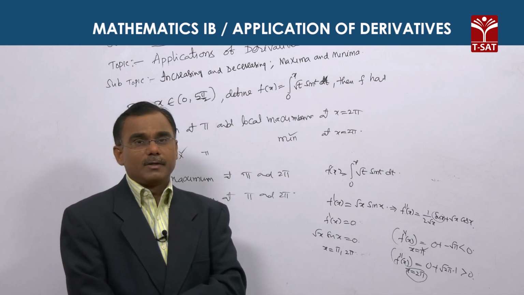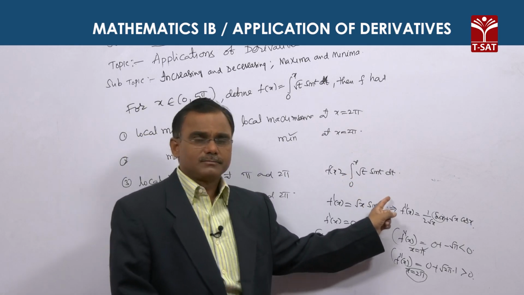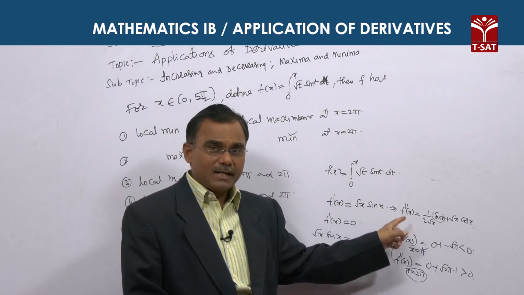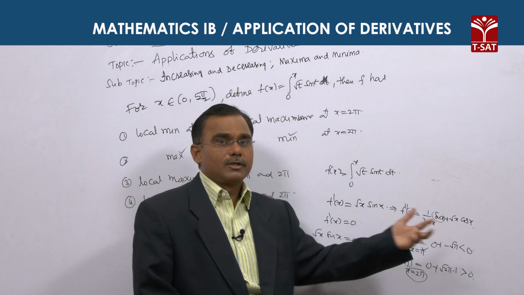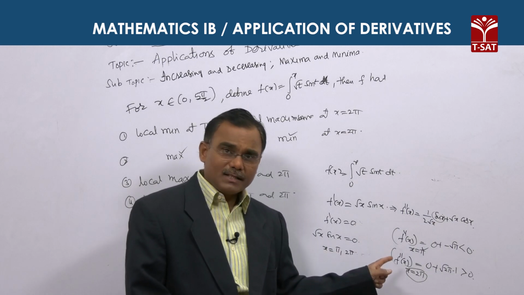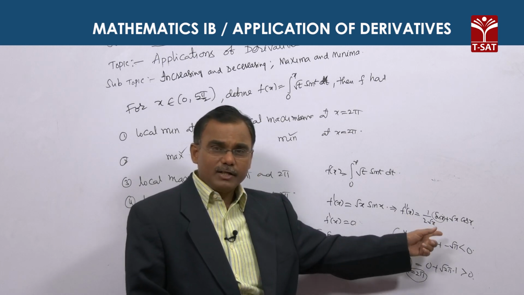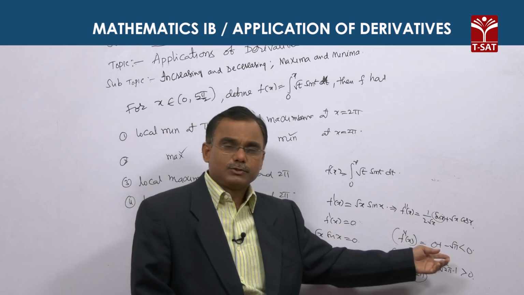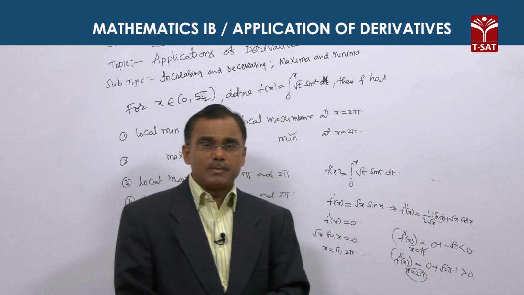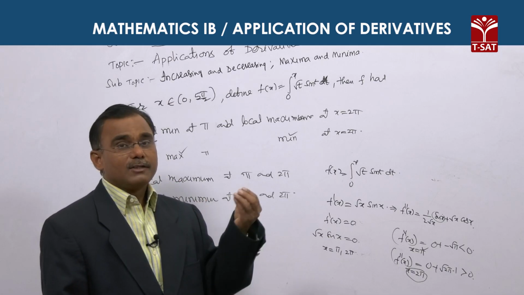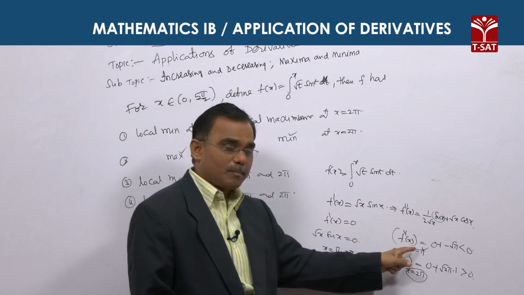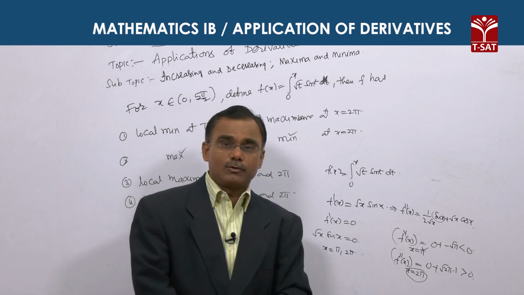We decide maximum or minimum. How? Find the second derivative. f''(x) value at x equal pi: sin pi is 0, cos pi is minus 1, which is negative, so maximum value. f''(x) value at x equal 2 pi: sin 2 pi is 0, cos 2 pi is 1, which is positive. Positive means minimum value at x equal 2 pi. Therefore, the given function has local maximum at x equal pi and local minimum at x equal 2 pi.